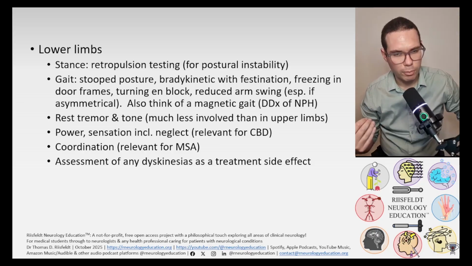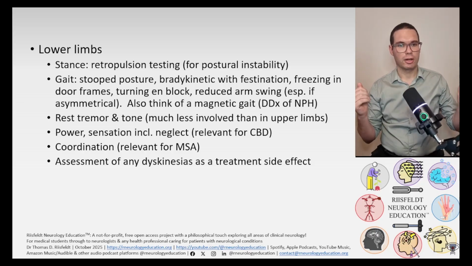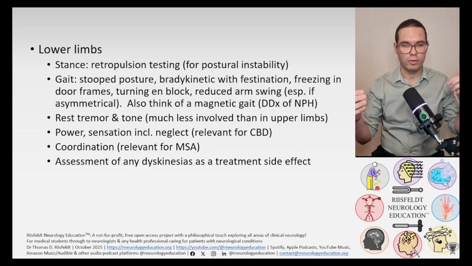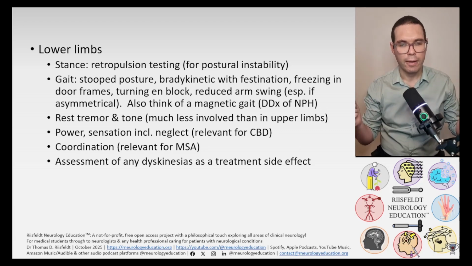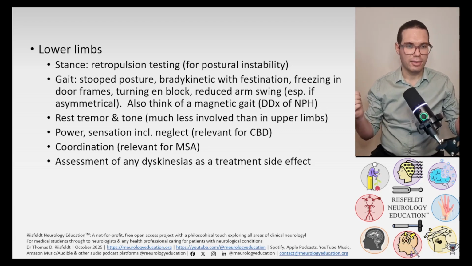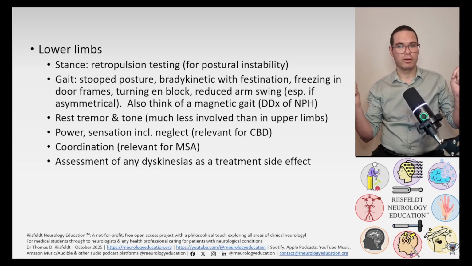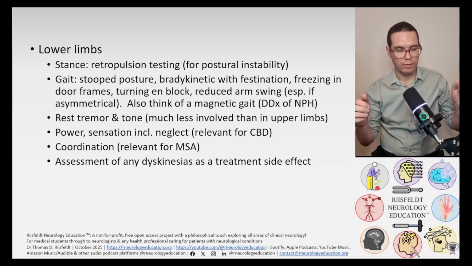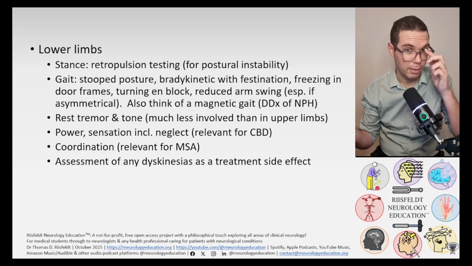And a normal response would be the patient is just able to correct their balance and lean forward a bit and correct the shift in the center of gravity and not fall over. Or they should be able to just take a single step back with one foot to widen their stance, widen their base of support, and not fall over. So that's what a normal response would be.